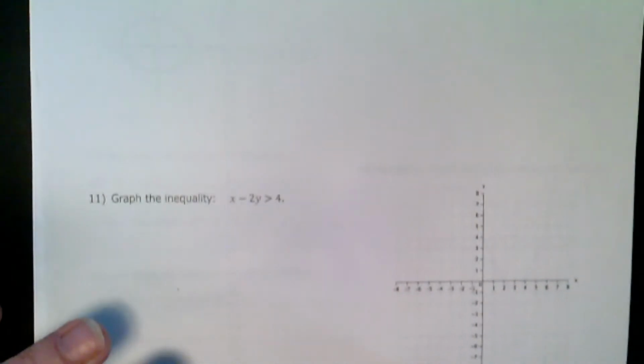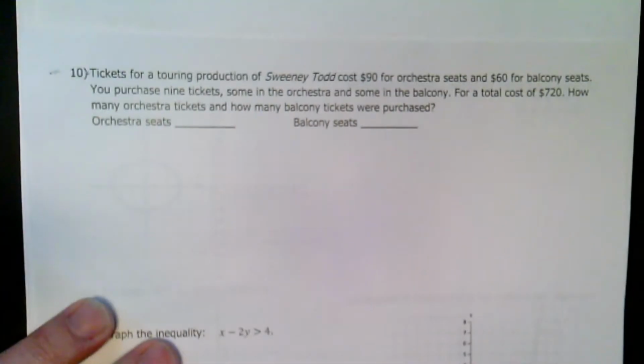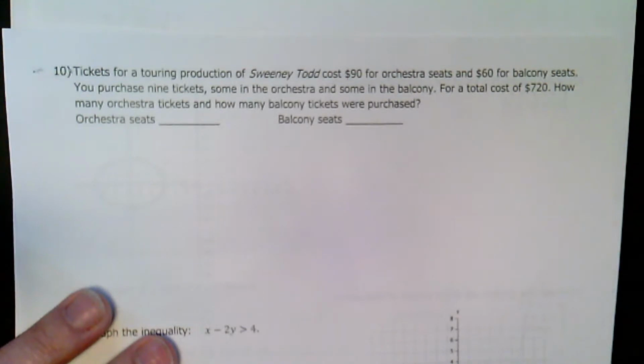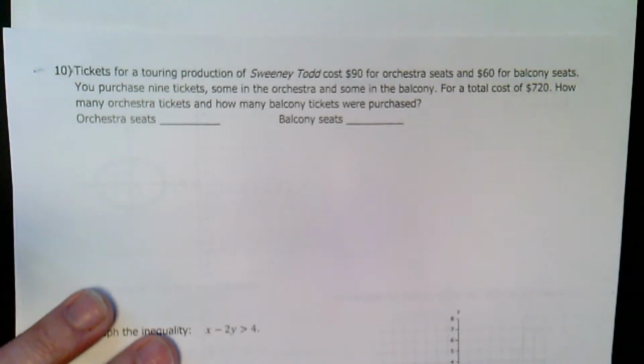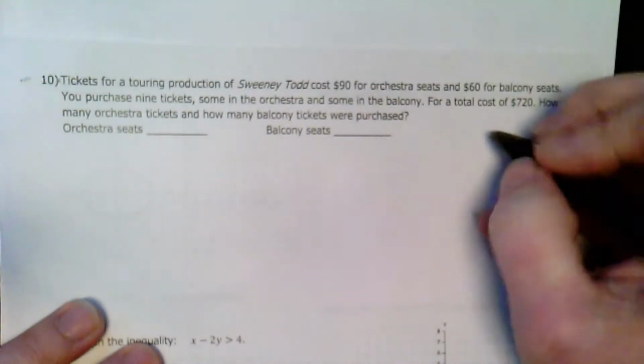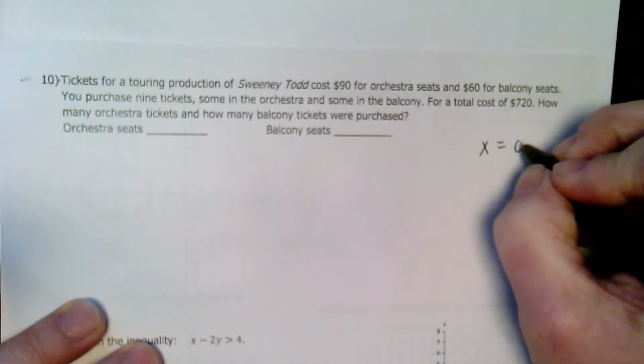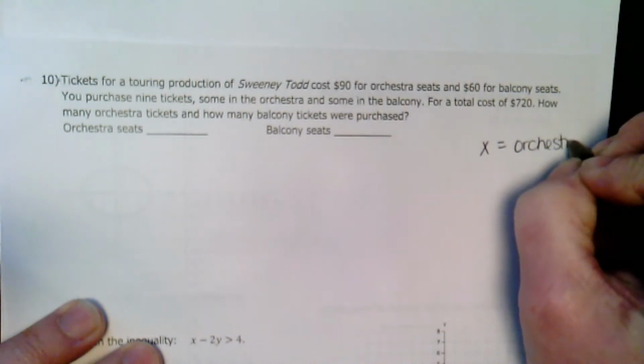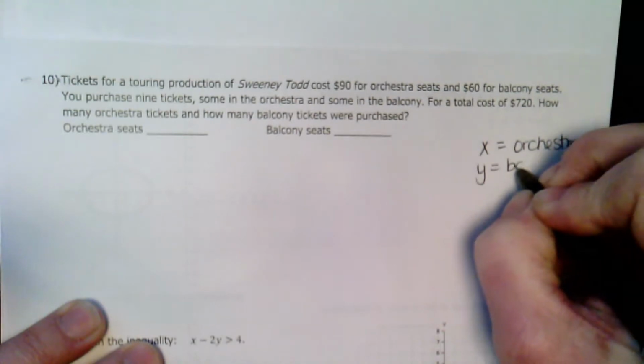Alright, number 10. Tickets for a touring production of Sweeney Todd cost $90 for orchestra, $60 for balcony. You purchased 9 tickets, some of the orchestra and some of the balcony, for a total cost of $720. How many orchestra, how many balconies were purchased? Alright, so X is our orchestra, and Y is our balcony.